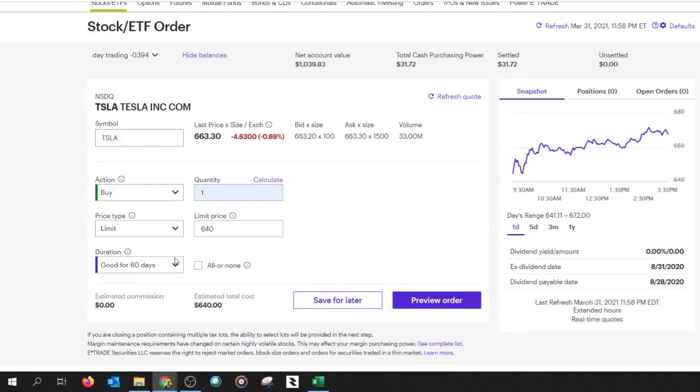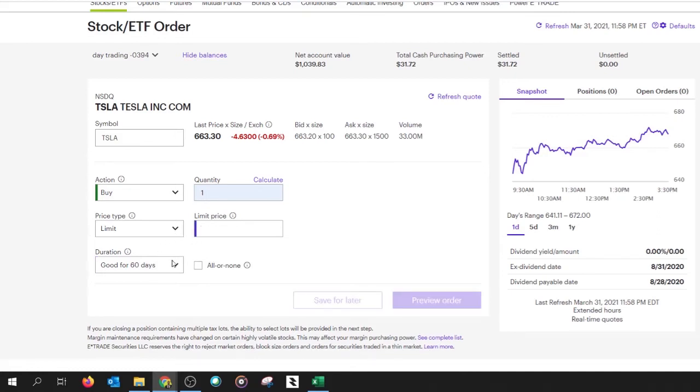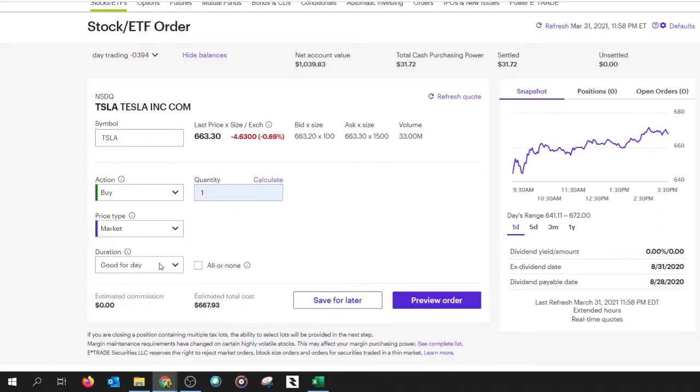So you can have that there and then set it and forget it and not have to worry about it. If going back to now, say our market order, if you do a market order, you notice you don't have that drop down. It just says good for day. So when you do a market order, there is no lag, there is no delay. You are going to get that filled no matter what.